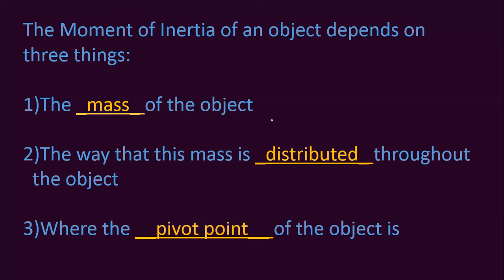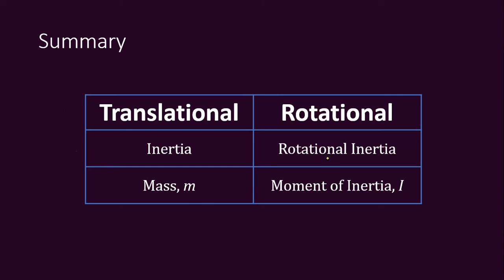The second thing is the way that the mass is distributed throughout the object, and the third thing is where the pivot point of the object is. These three things combined will allow us to define the moment of inertia of a rotating object. In the next video, we will go over these three things in a little bit more detail, but for now, the biggest thing you need to know is that objects are not only resistant to linear acceleration, but they are also resistant to angular acceleration.